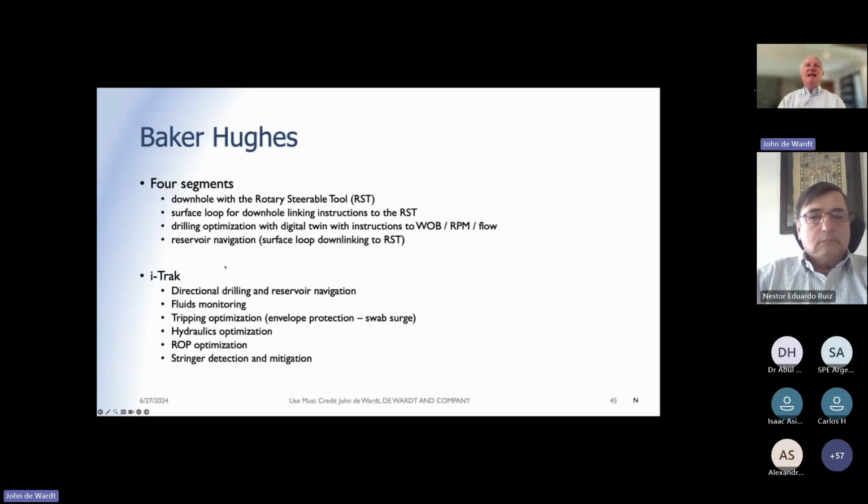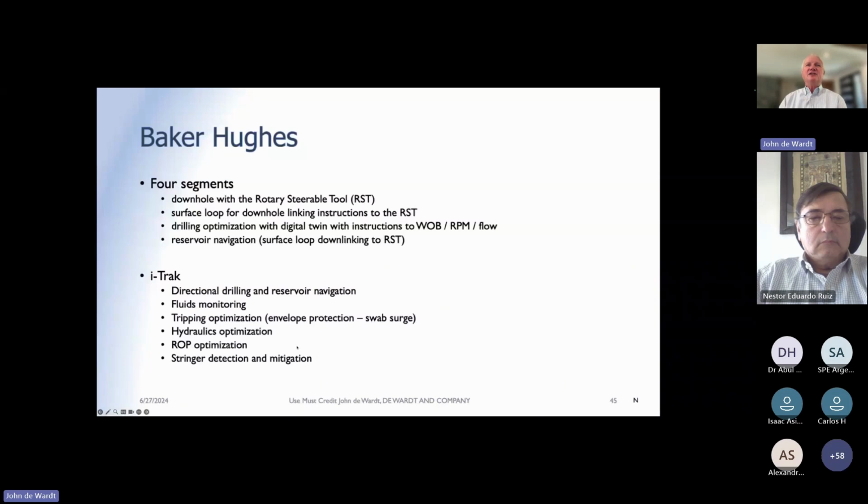And then they have a group called iTrack. So it's directional drilling, reservoir navigation, fluids monitoring. They're into that. So this has synergy with what the Norwegians are doing. And then tripping optimization. And again, you come back to the envelope protection. Don't damage the borehole, don't cause NPT.